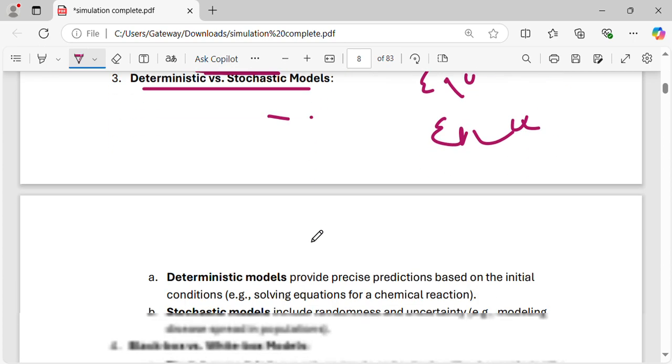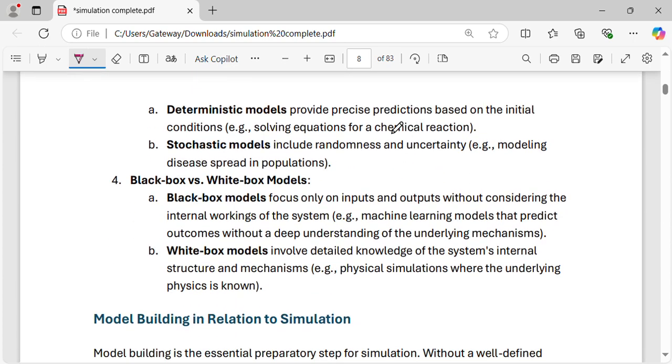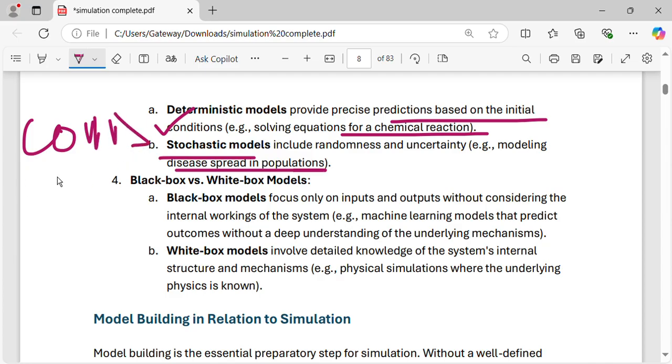Then we have deterministic and stochastic models. Deterministic models provide precise predictions based on initial conditions, like solving equations for a chemical reaction. Stochastic models include randomness, like modeling disease spread in a population. So we have to randomly simulate the disease. For example, for COVID, there were techniques used to simulate how much the disease spread in populations. And of course, solving equations goes with deterministic because we already know the initial conditions. We have H2 and also O2. We know that it's going to be 2H2, right? You can balance the equation.